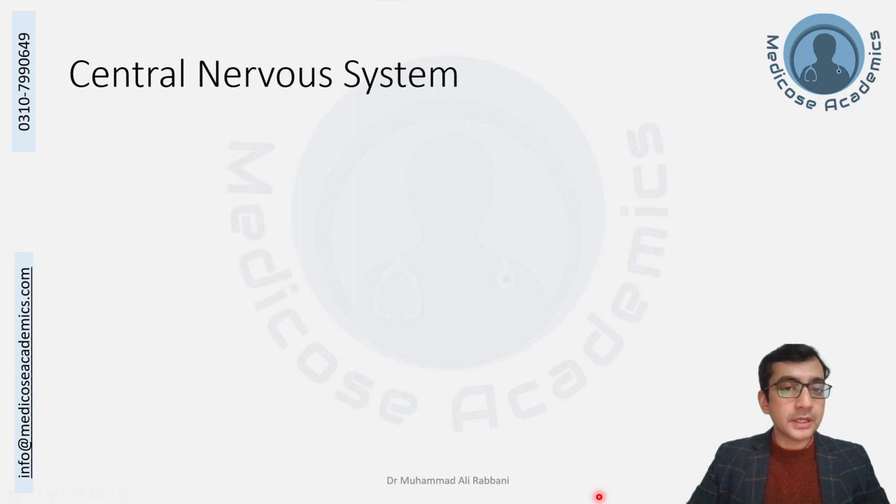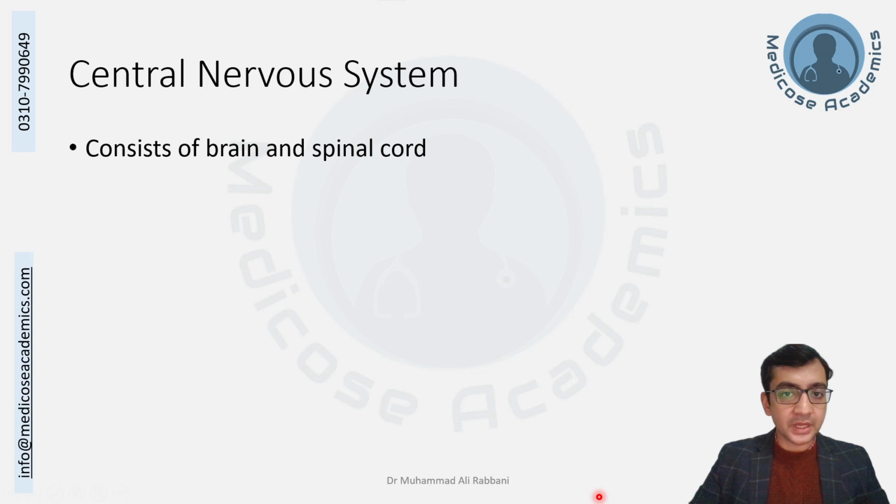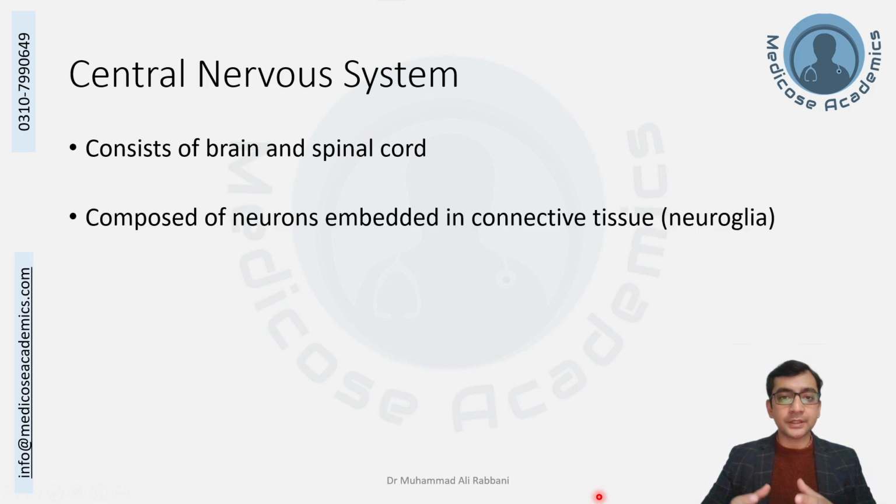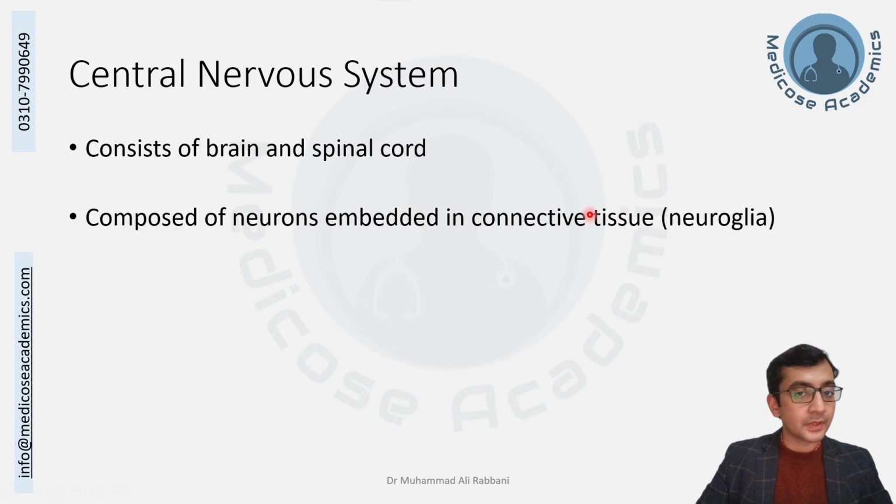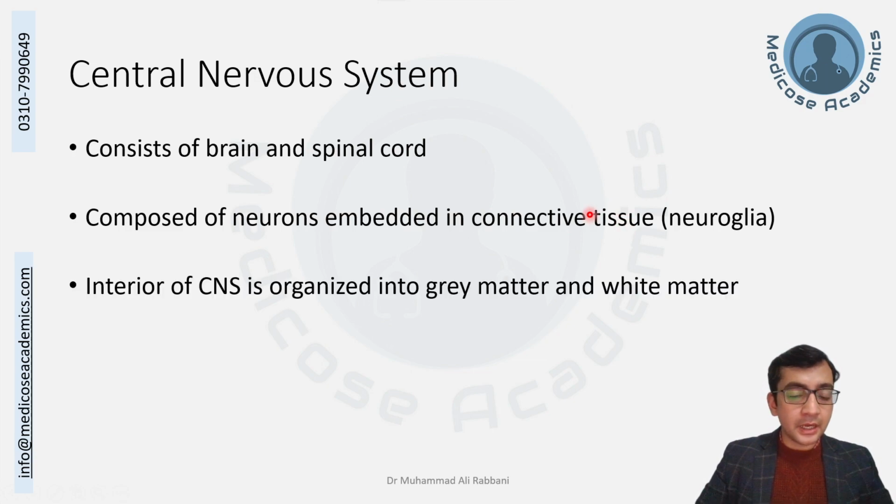Now let's talk about the central nervous system. It consists of the brain and spinal cord, and the neurons, the excitatory or conducting cells, the functional cells that are embedded in the connective tissue. This connective tissue is given the name neuroglia. They are organized into gray and white matter.